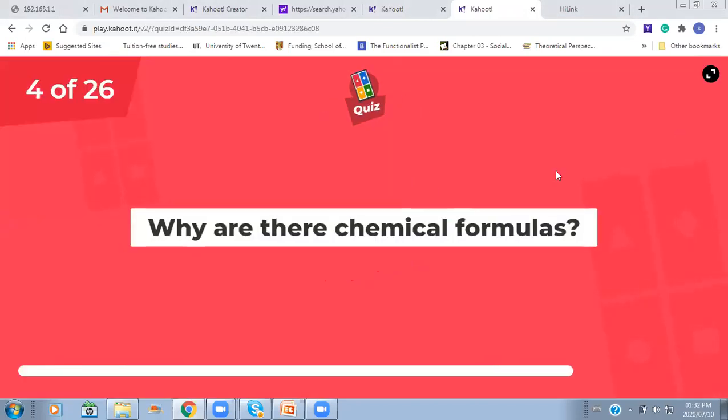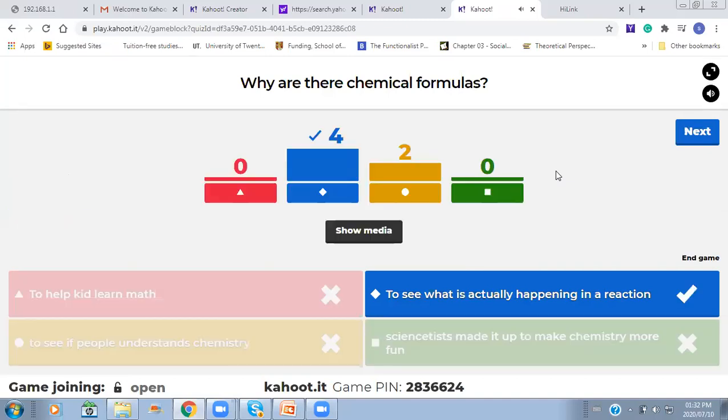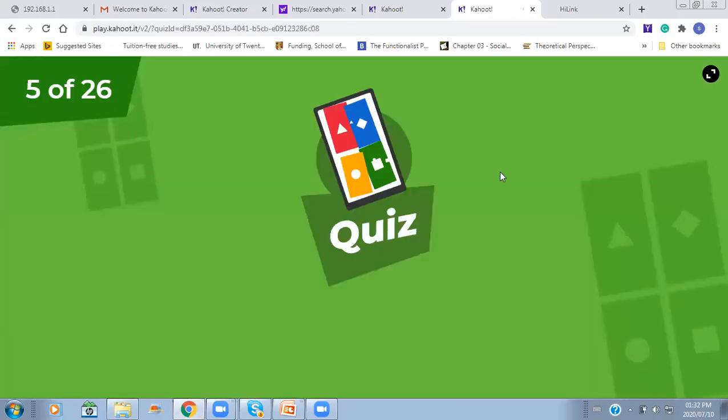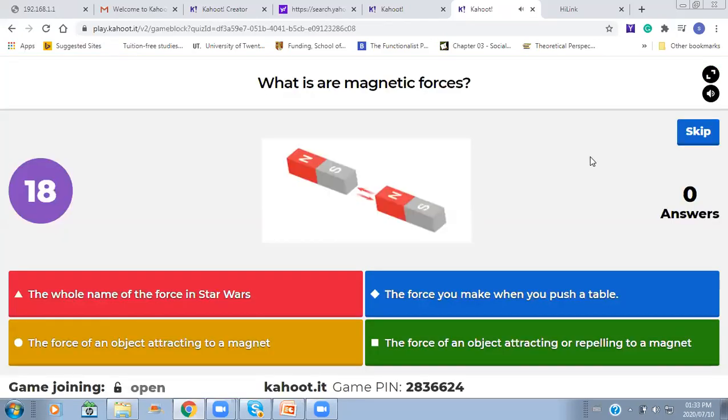Why are there chemical formulas? So let's get going, pick your answers. Okay, let's see those who got it right. Yes, Tlantla, but the first person to get it was Tlantla, even though you also got it right. You see that your scoreboard is also there. Let's get going. Let me just leave this question. Yeah, let's go.